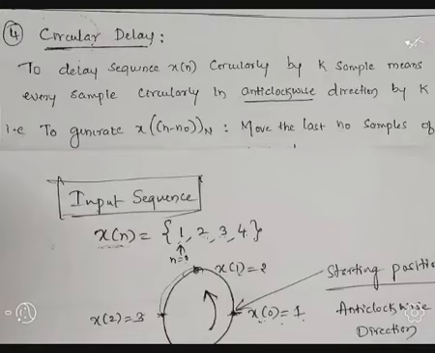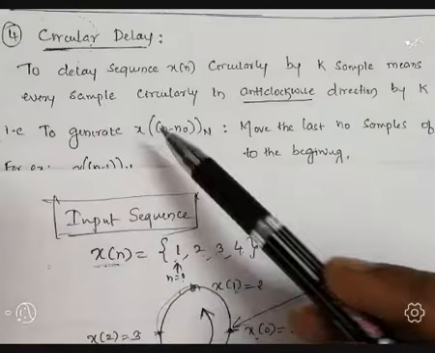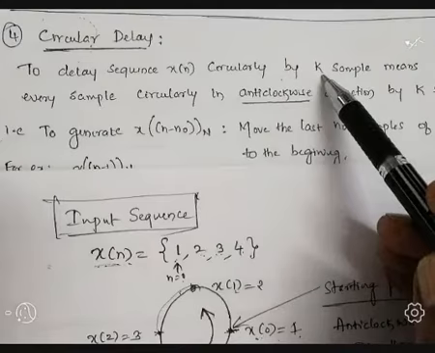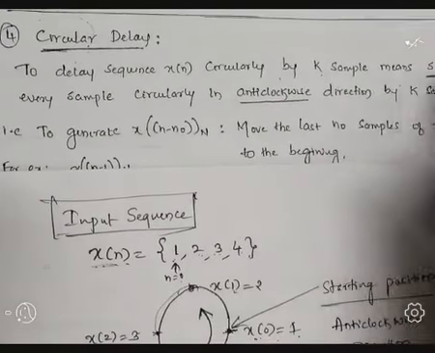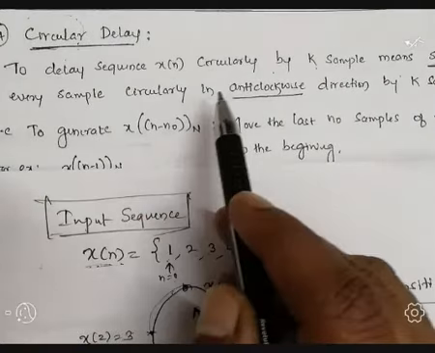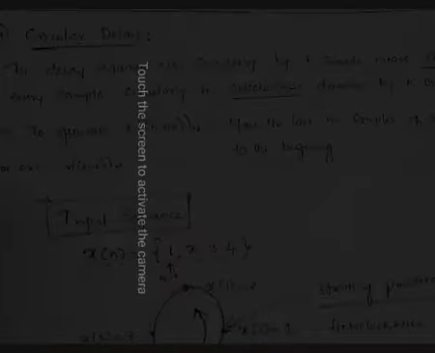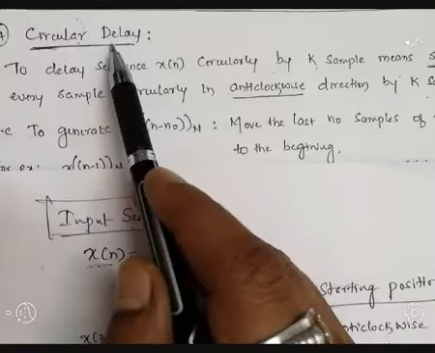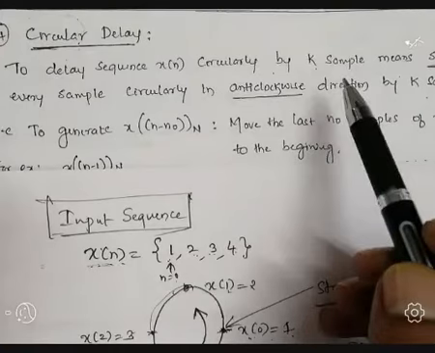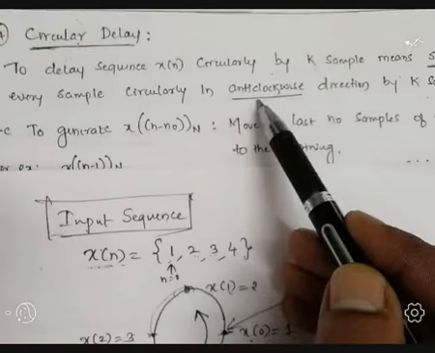Let's see the statement of the circular delay, how we are going to perform the circular delay. To delay sequence x of n circularly by k samples means shift every sample circularly in anti-clockwise direction by k samples. So what I told, circular delay means to delay sequence x of n by k samples, you have to shift every sample of the given sequence circularly in anti-clockwise direction by k samples.